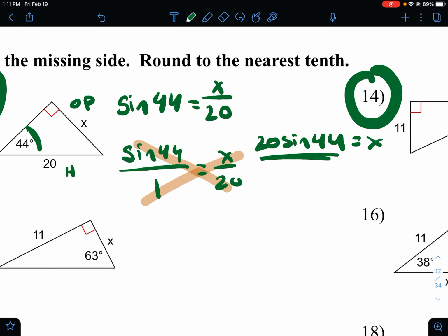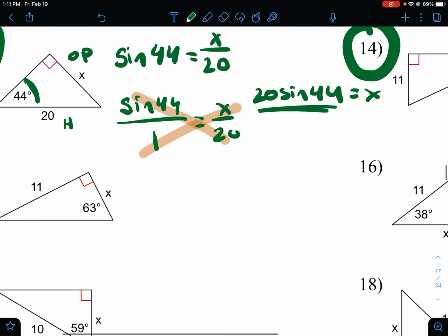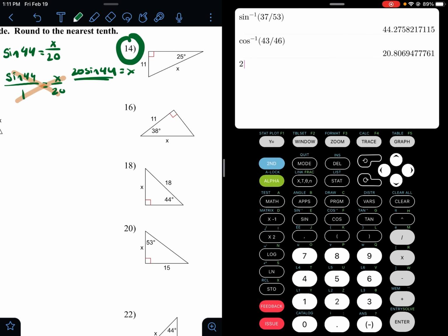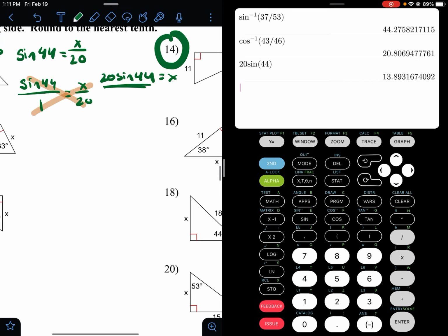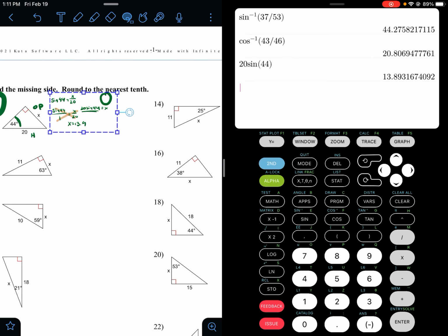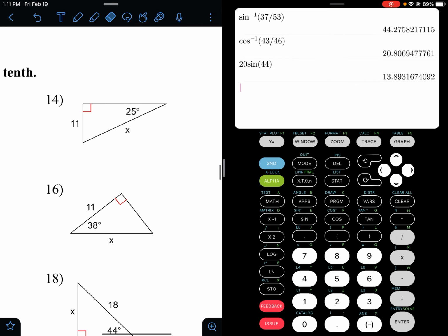So then I can go ahead and plug this into my calculator. All right. So I do 20 sine of 44, which is going to give me 13, let's see, nearest tenth. So we'll round that to 13.9. So x is 13.9 here. Beautiful. All right. So let's go ahead and try another one.